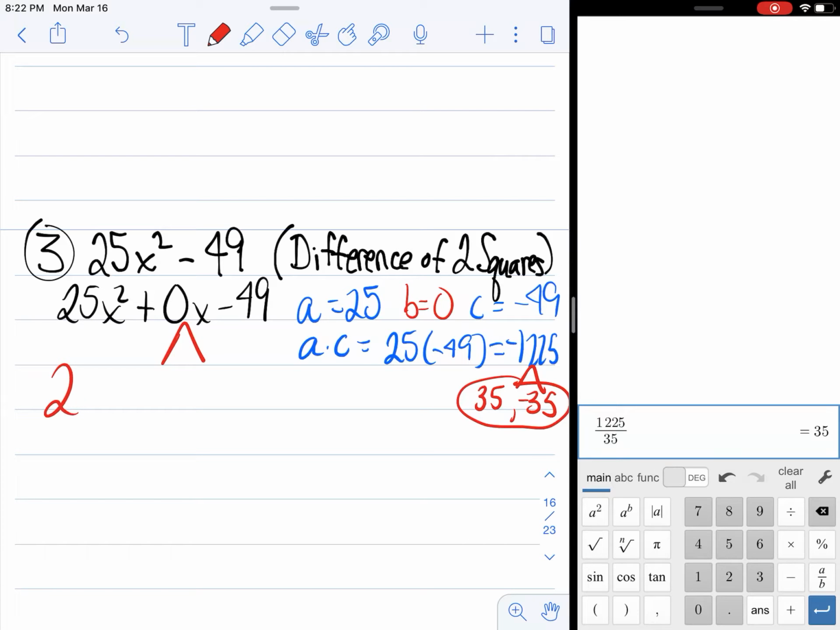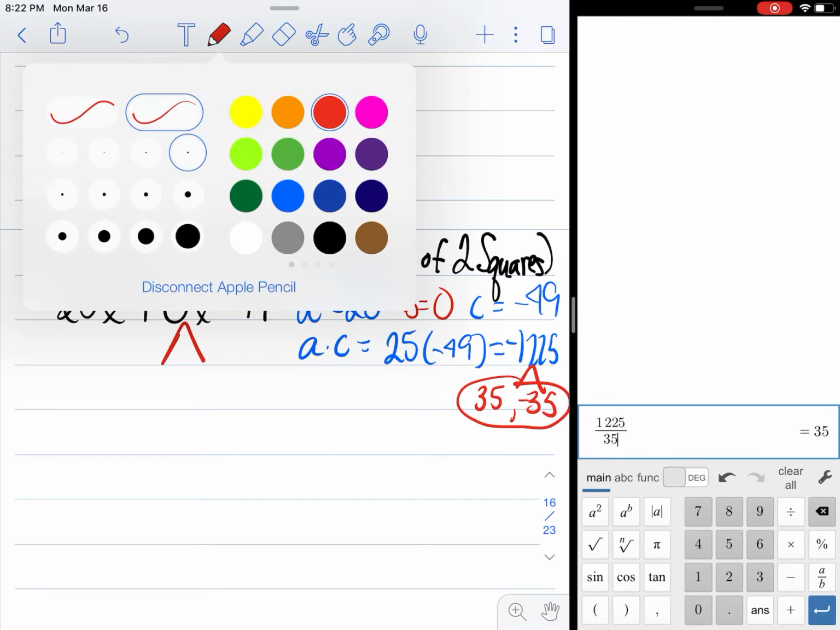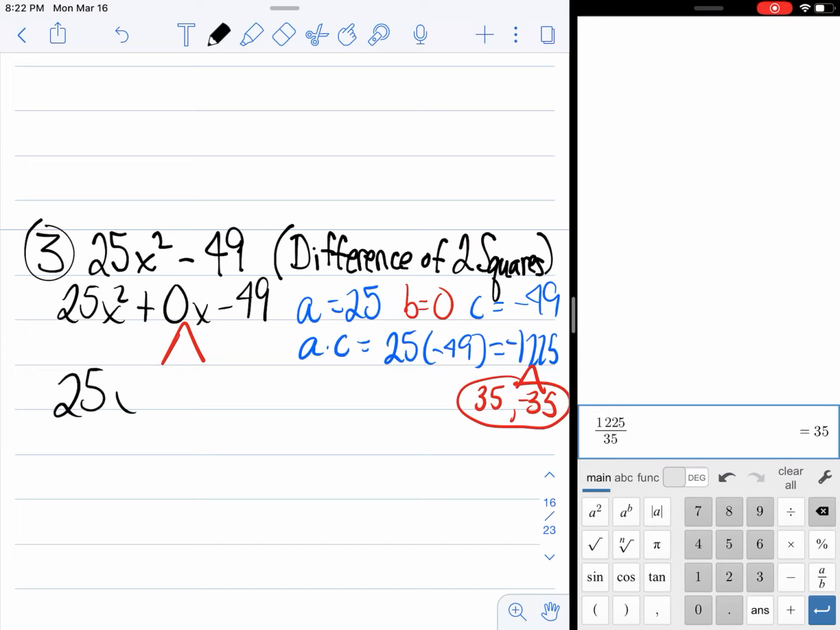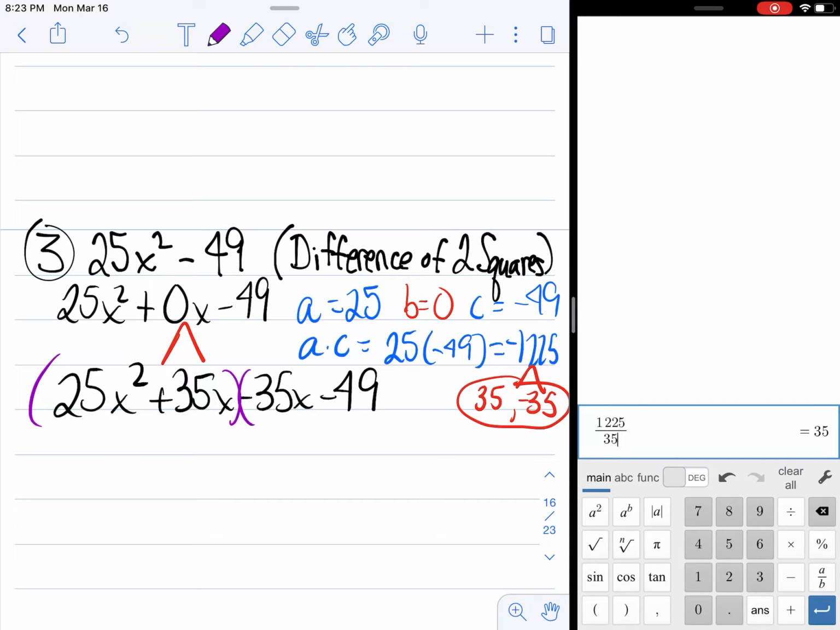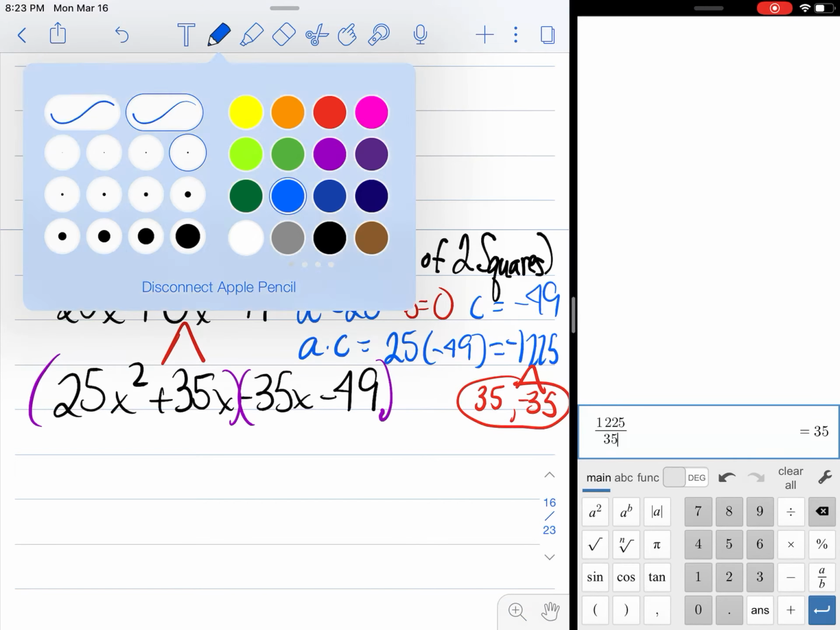Okay, so I'm going to split the middle term. Whoops, let's write this correctly. 25 in red color, 25x squared plus 35x. And it doesn't matter which order you use the factor pair, it'll work out fine regardless. Okay, you might have to do a little negative factor GCF in the next step on a group, but it'll still work out. Minus 35x minus 49. We'll group them there, and then we'll factor out the GCF.